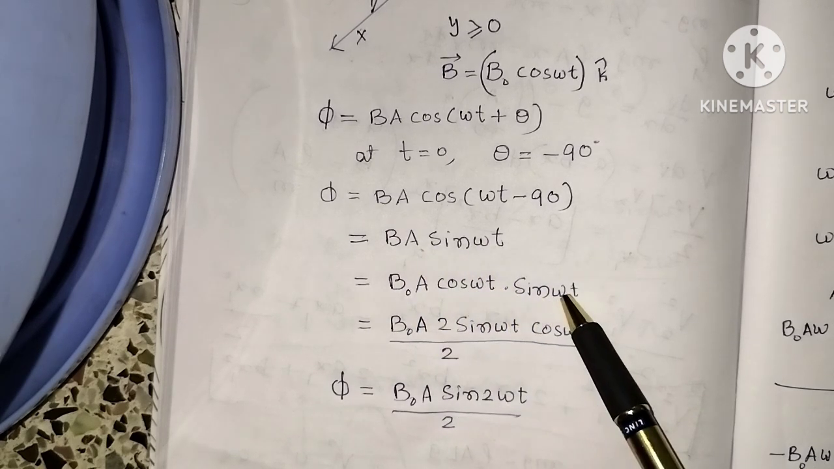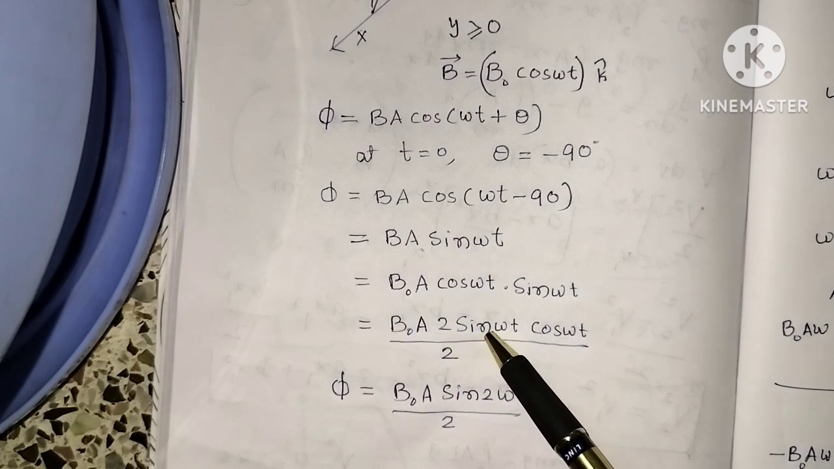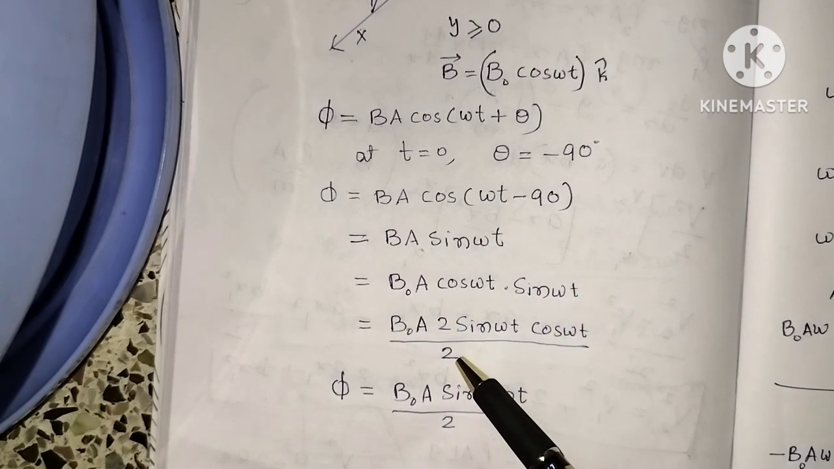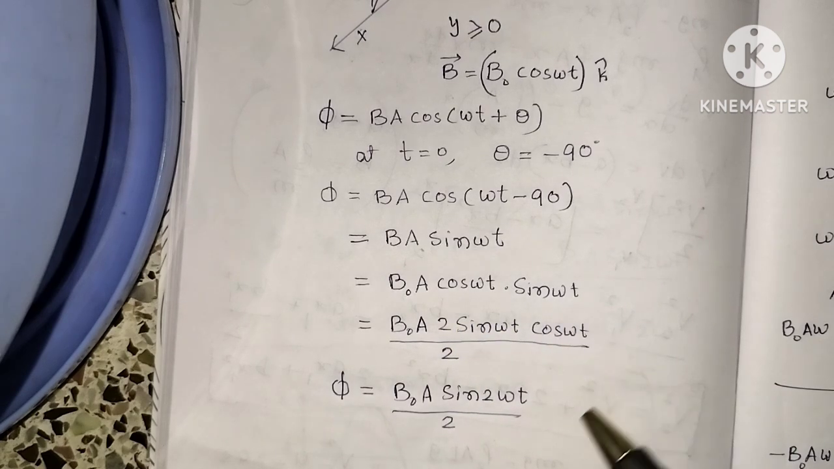So cos omega t sin omega t, multiplied and divided by 2. 2 sin omega t cos omega t divided by 2 I am doing. So this is nothing but sin 2 omega t. So you can write B naught A sin 2 omega t by 2. So flux is equal to B naught into A, area, sin 2 omega t divided by 2.